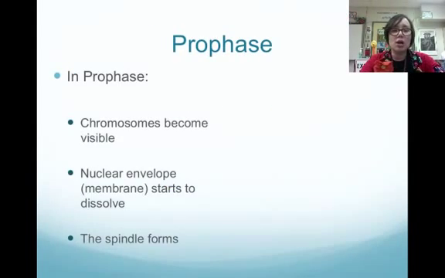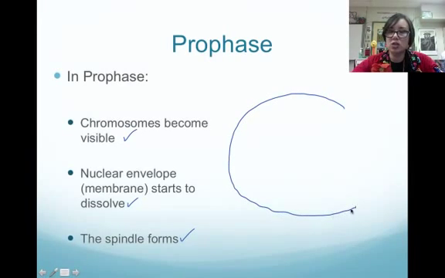All right, so let's talk about prophase first. So in prophase, some key things that are happening here are chromosomes are becoming visible. The nuclear envelope, or the outer portion of the nucleus, starts to dissolve and disappears, and we're also going to start to see spindles form. So let me show you what this actually looks like. And again, you need to be drawing the same picture in your notes.